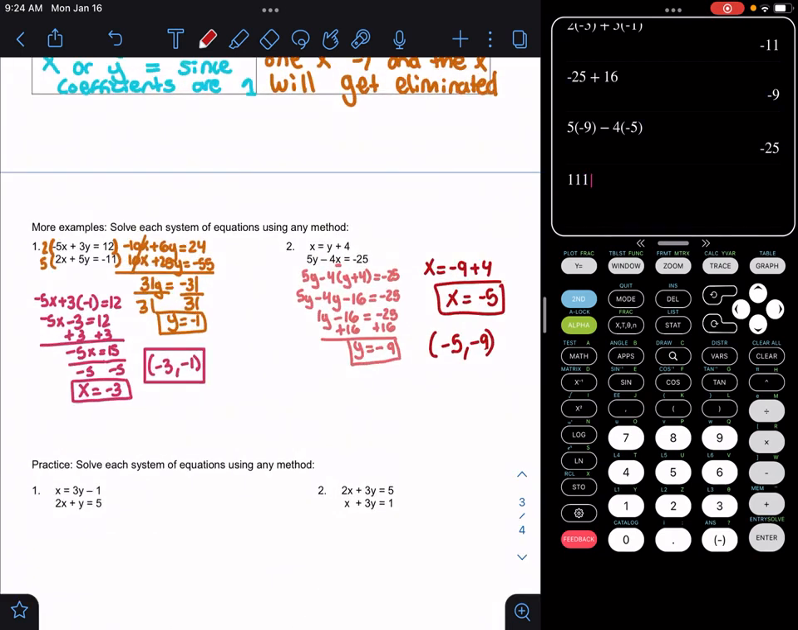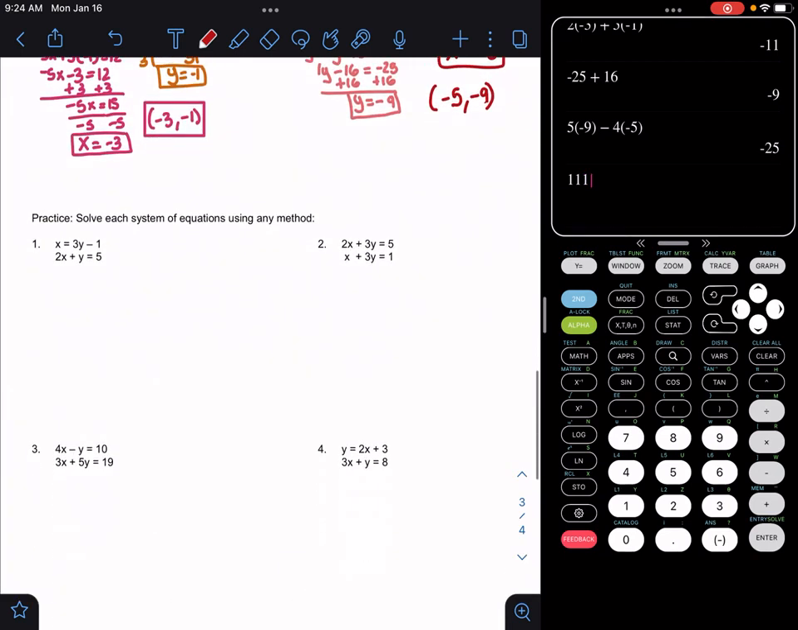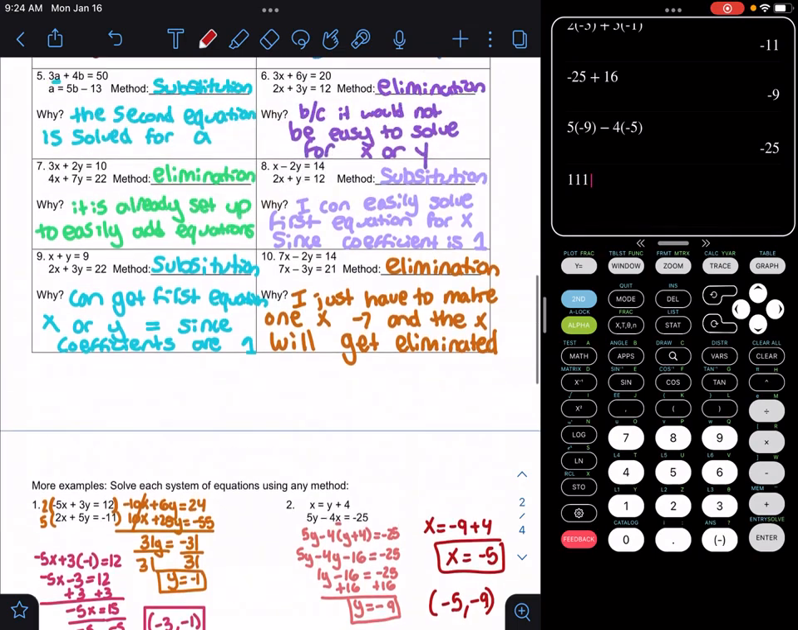Alright, nice job. Now you are going to try these 4. You're going to choose which method you think would be the best, either substitution or elimination, and solve these 4 equations. Nice job.